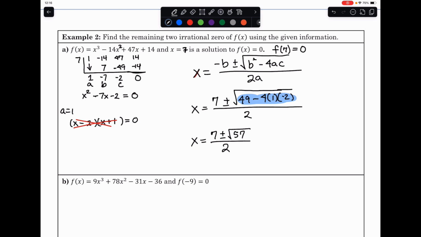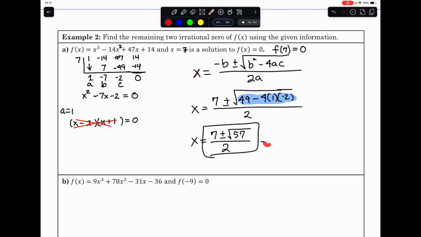And since the square root of 57 is not a whole number, this number is not a perfect square, we're not going to take the square root of 57 because there's no need. Again, it's going to give us a decimal value. We want the exact answer. So our exact answer is this: x equals 7 plus the square root of 57 divided by 2. And the other option is that x equals 7 minus the square root of 57 divided by 2.